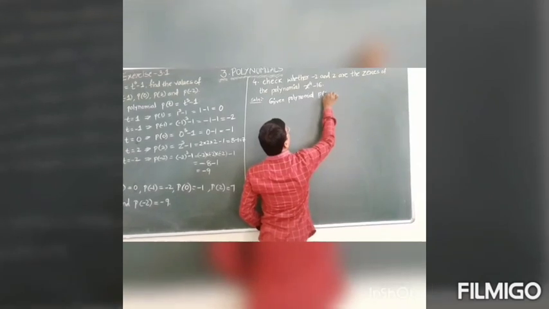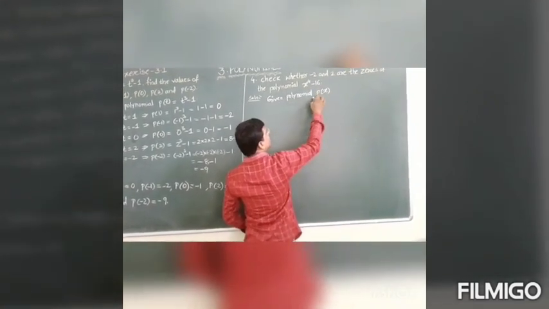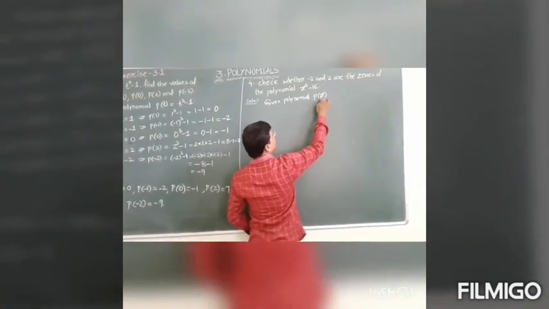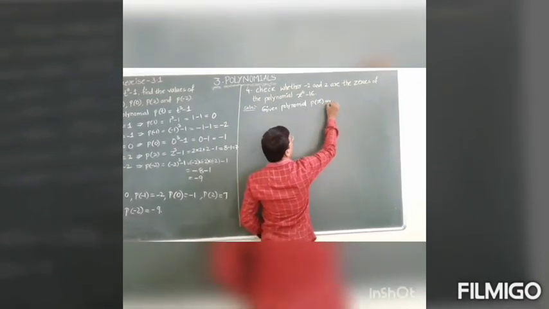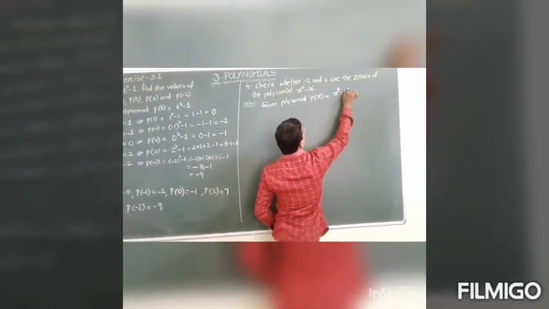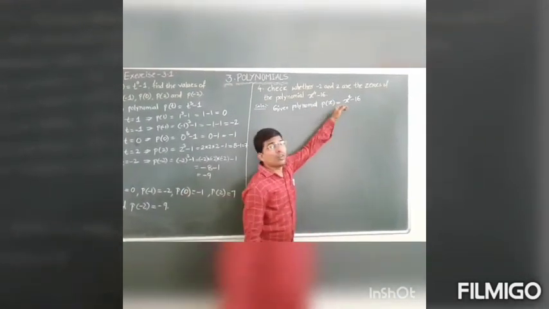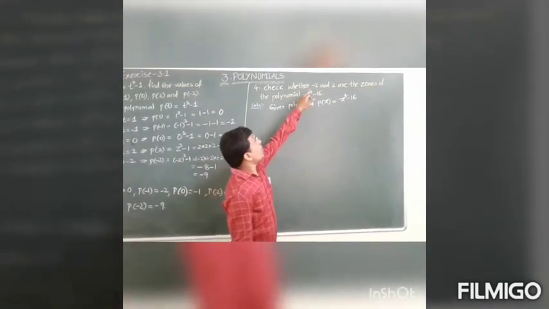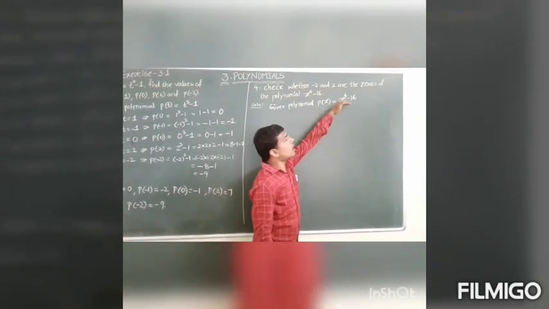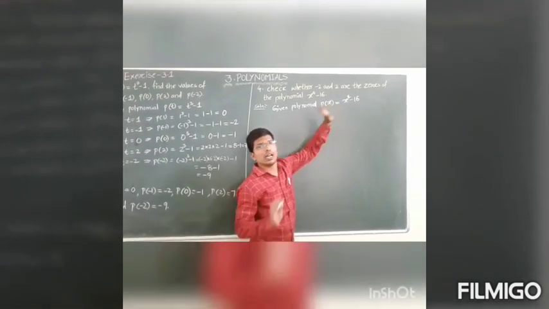So P of x here, which variable is involved here? x. So that's why I am writing P of x, a polynomial involving the variable x, that is equal to x to the power of 4 minus 16. For this polynomial we have to check whether minus 2 and 2 are the zeros or not.